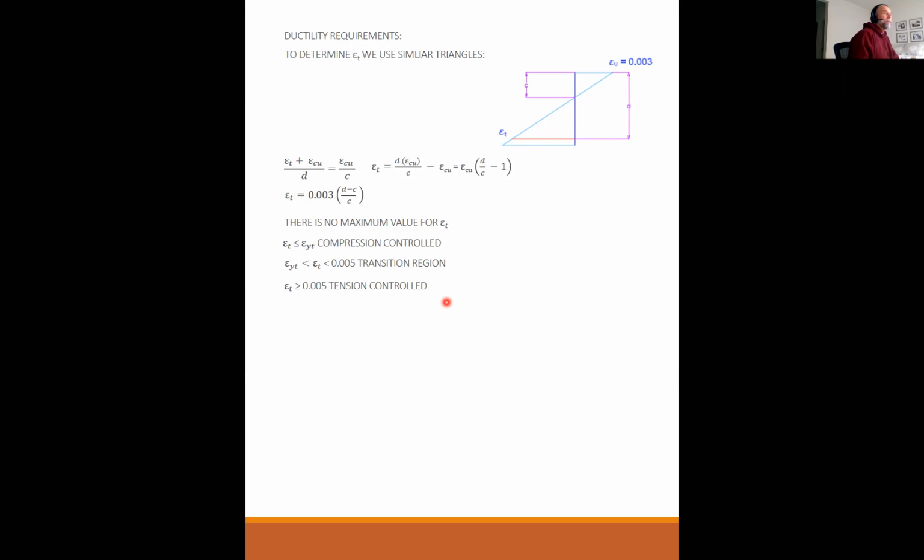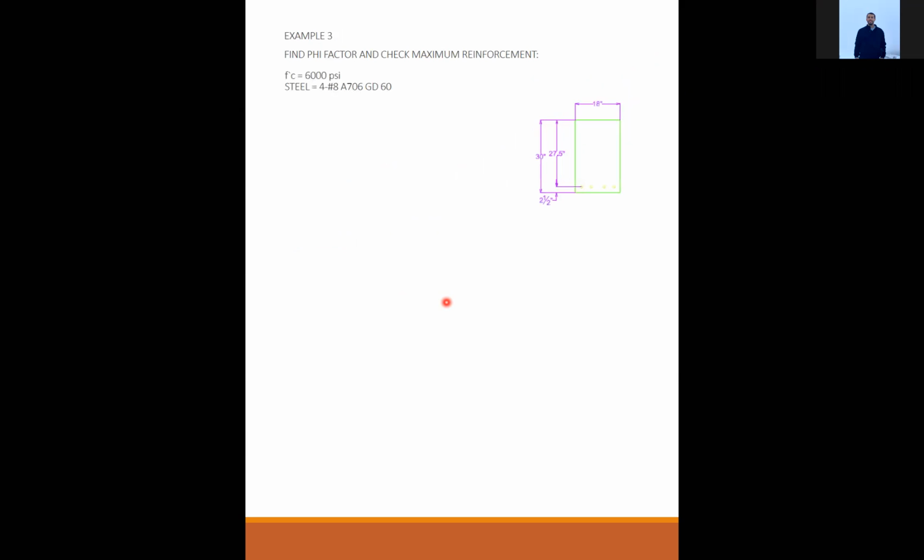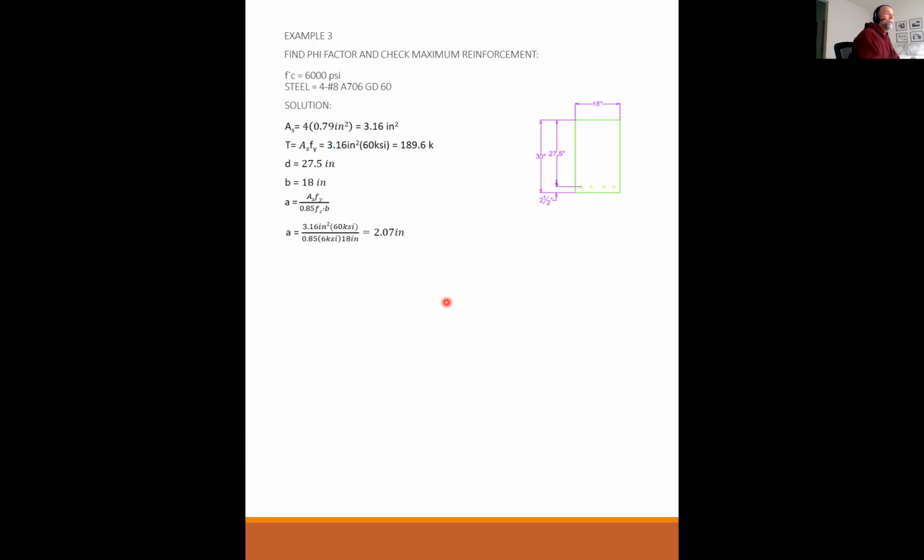If you take 189.6 and divide by the width and divide by the stress of 0.85 times f'c, it's not a big number. It doesn't really take a whole lot of concrete to balance that steel, which we did right there, 2.07 inches. It just kind of hits home this point: with 6,000 psi concrete, 18 inches wide by only 2 inches deep is all you need to develop 189 kips. And that's what balances the steel.